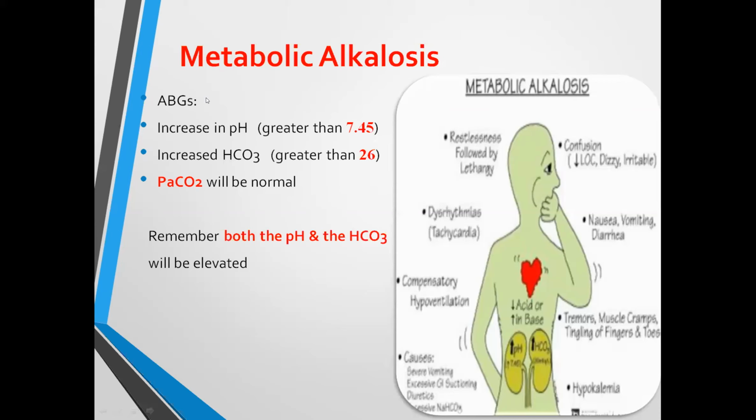What is metabolic alkalosis? In these conditions, we have pH greater than 7.45. And over here it's metabolic, so there is no specific role of PCO2, because PCO2 is a respiratory component. Whenever we talk about metabolic, the renal component is basically bicarbonate. It is greater than 26. PCO2 will be normal. Remember both pH and bicarb will be elevated.